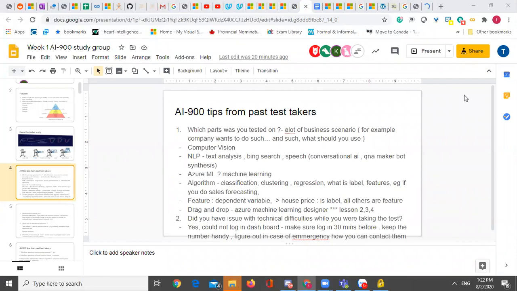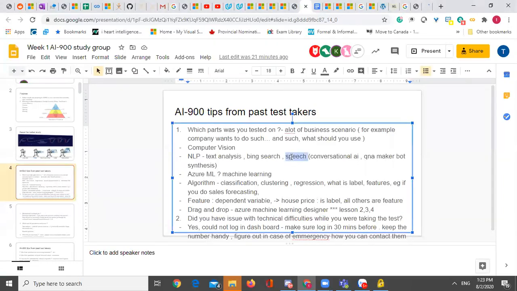I think it was a business scenario where they ask, if the company wants to build a web search for specific content, then which tools do you use? In that case, I'll give you some hints after that. So speech, conversational AI, Q&A, bot, speech synthesis. Anne went through this content yesterday, so please have a look at her slide for that. And of course, Azure Machine Learning.